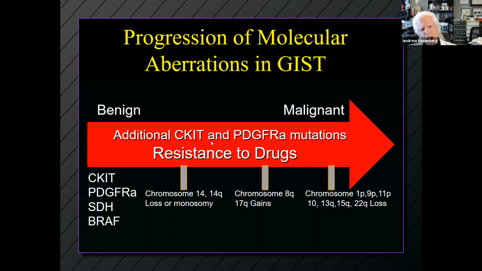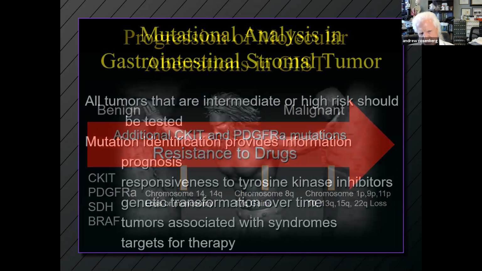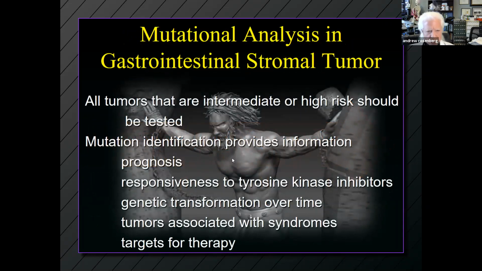And that's one of the problems of having gastrointestinal stromal tumors present within the body over long periods of time, because the longer the tumor is present, the greater the probability that additional mutations that may be associated with resistance to drugs will develop. So, in summary, mutational analysis is extremely important in understanding the biology of gastrointestinal stromal tumors.